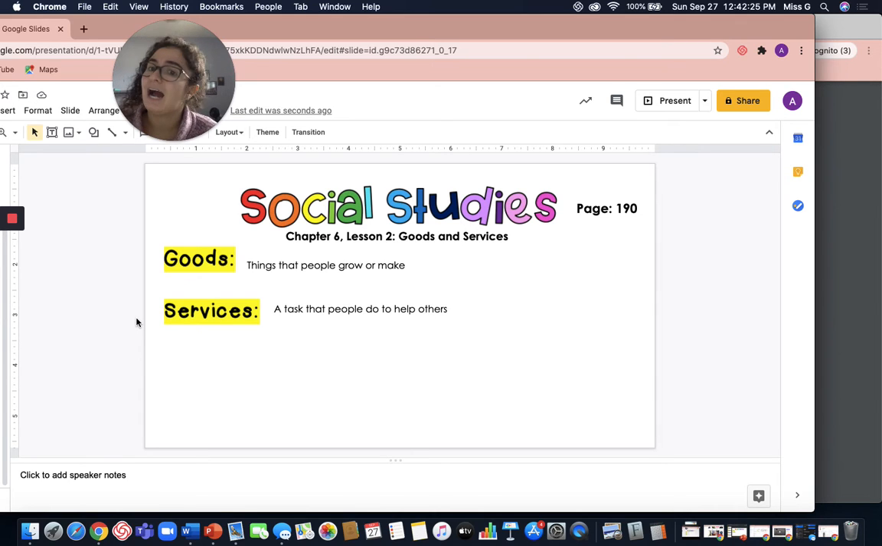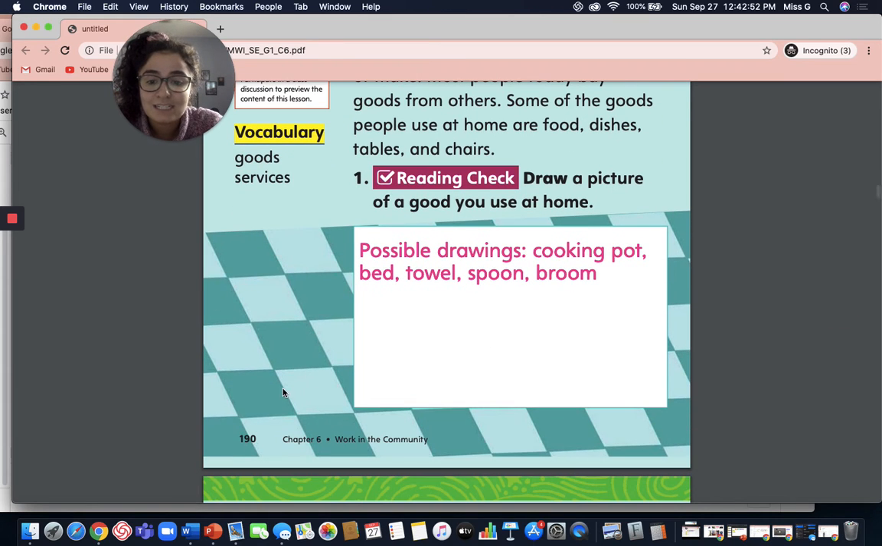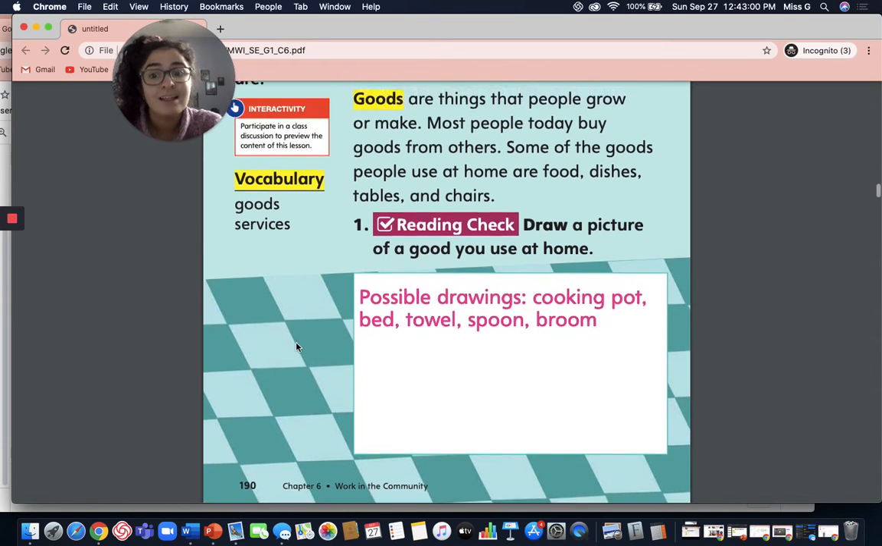An example that I can think of is when we go to get a haircut. The person that's cutting our hair is doing a service. They're doing something, a task, to help others. Now that we've gone over our 2 vocabulary words, it is time to get started. Remember, this lesson starts on page 190. That is a 190. Let's get started.